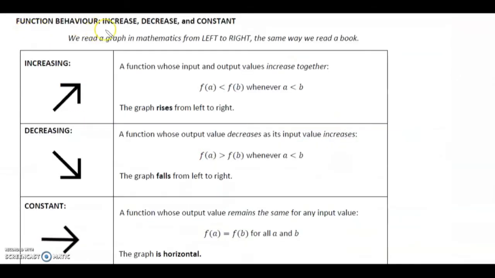Function behavior: increase, decrease, and constant. So we read a graph in mathematics from left to right, just how we're reading a sentence, the same way we read a book. So increasing, the reason why I put all of these arrows going to the right is because we read graphs to the right. A function whose input and output values increase together, so f at A is less than f at B. This is the proper notation for this. Whenever A is less than B, the graph rises from left to right.